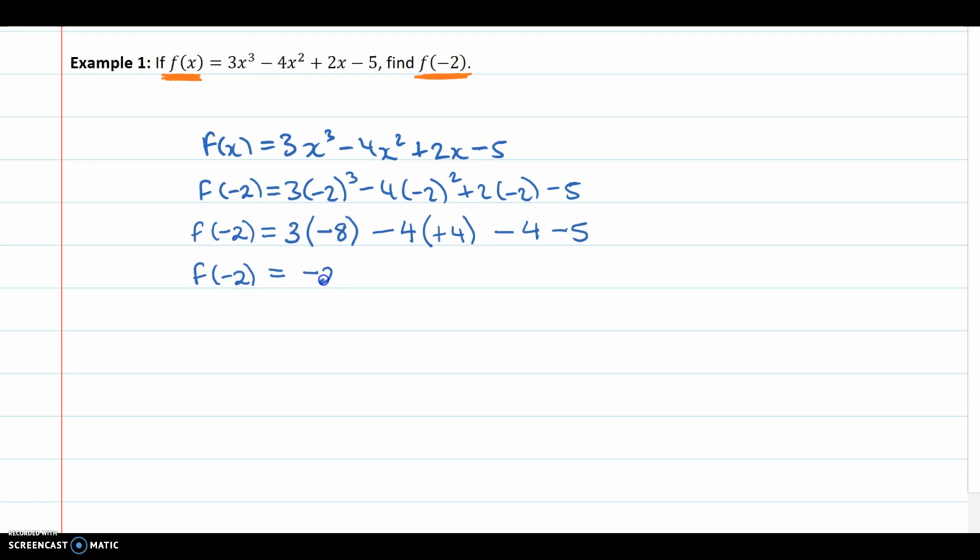So 3 by minus 8 is minus 24. Minus 4 by plus 4 is minus 16. And minus 4 and minus 5. Now we're not multiplying there, okay? It's not minus 4 times minus 5 because there's no parentheses. There's no parentheses, so it's not multiplying, it's just minus 4 and minus 5. And now we've got like terms, they're all numbers and they're all negatives. So since they all have the same sign, we can just add. So 24 and 16 is 40, and 4 and 5 is 9, so that's going to be 49. And they were all negative, so our answer is negative 49.